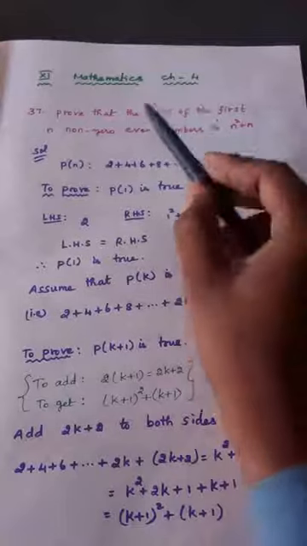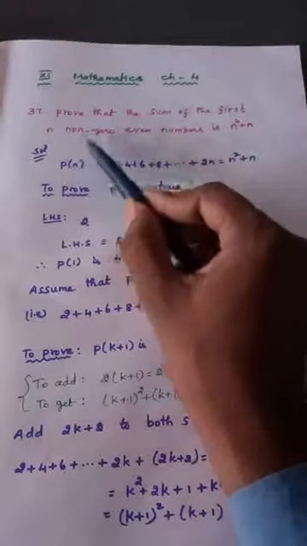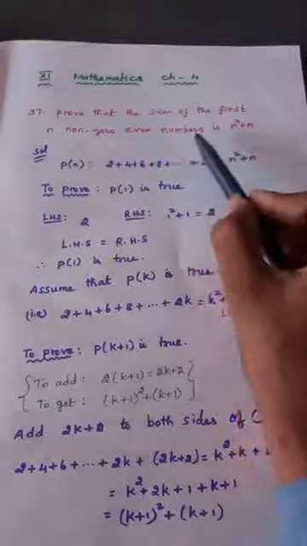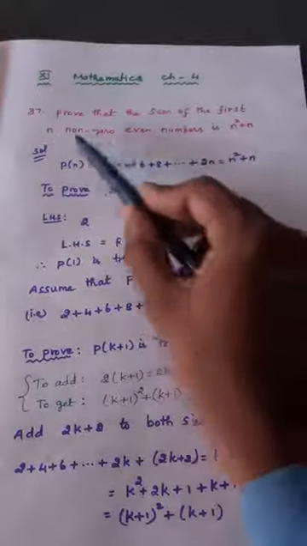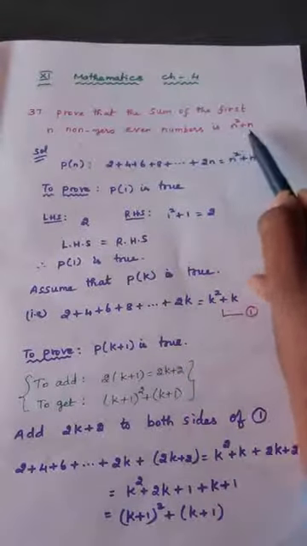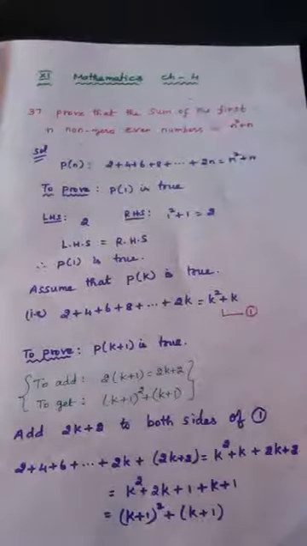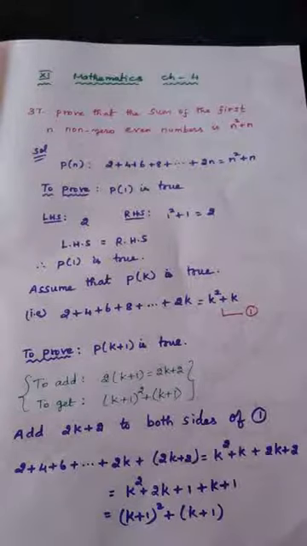Here the statement is, sum means add, when we add the first n non-zero even numbers, you know what is meant by even numbers. So when we add n even numbers, the answer is n square plus n. This is the statement. We need to prove this statement using mathematical induction. Now I think you will remember what the 3 steps involved in mathematical induction are.